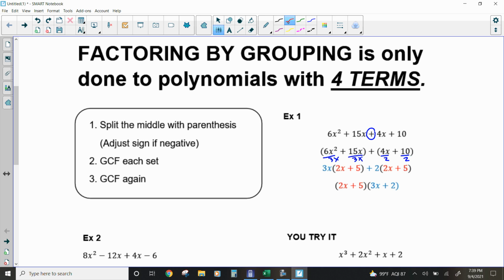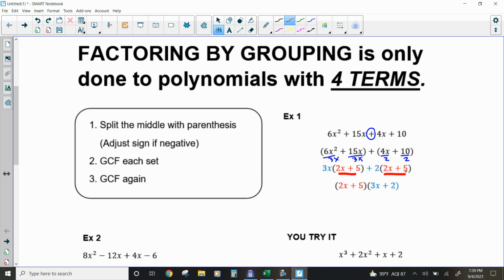Now the big thing to note is these matching 2x plus 5s. I try to color code them on purpose. If you're doing this right, at this step, you're going to end up with matching parentheses. Now, by definition, if they both have it, that's a common term. So it's a common factor.